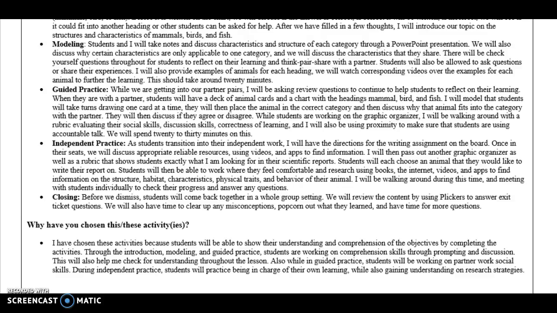I have chosen these activities because students will be able to show their understanding and comprehension of the objectives by completing the activities. Through the introduction, modeling, and guided practice, students are working on comprehension skills through prompting and discussion. They will also help me check for understanding throughout the lesson. Also, while in guided practice, students will be working on partner work, social skills. During independent practice, students will practice being in charge of their own learning while also gaining understanding on research strategies.